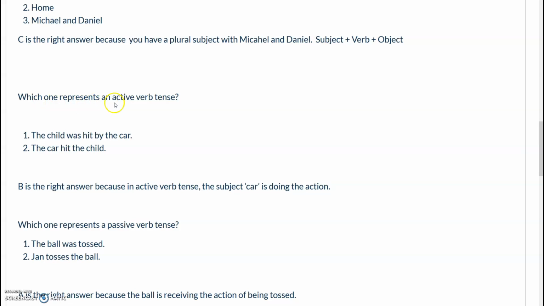Which one represents an active verb tense? And so an active verb is when the subject does the action. So this one, the car hit the child. Here the subject, car, is doing the action of hitting the child. So that is an active verb tense.